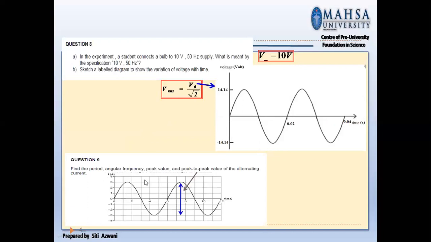Then the peak value, the maximum value of your current, refer to your graph, you have 3 ampere here. How about peak to peak? Peak to peak, you can refer to the arrow here, which refers to the length from the maximum to the minimum. So total is equal to 3 plus 3 is equal to 6 ampere. Careful here with the unit, it is millisecond. Convert to SI unit for the time, second.